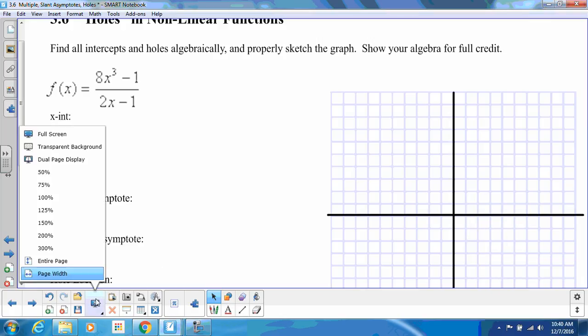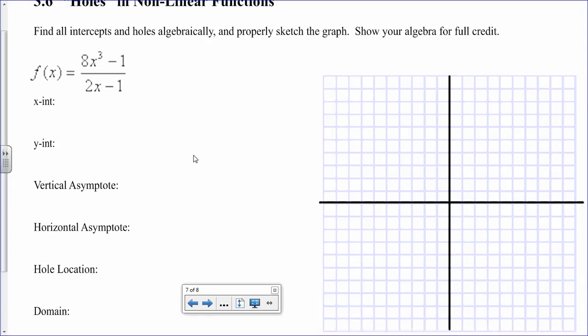So we have a problem from 3-6 that we need to finish up.